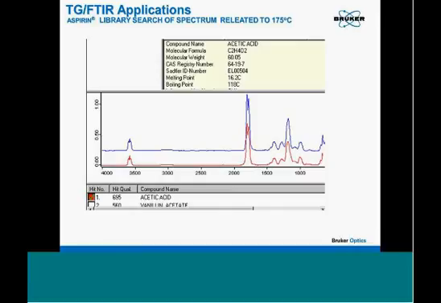Okay, this actually shows you the interface of the search in our software. You can see the red one is the compound that came out of the gas cell, and the blue one is the library compound, and that's a very good match with acetic acid. So we identified the first stage.